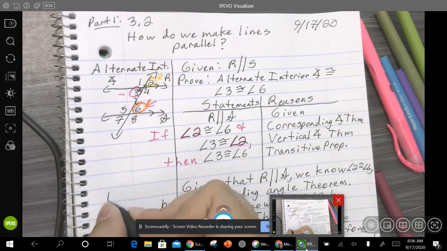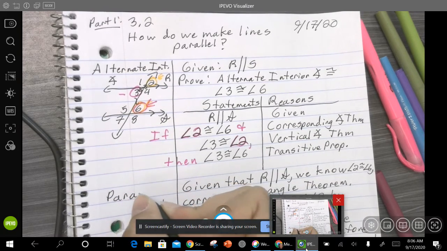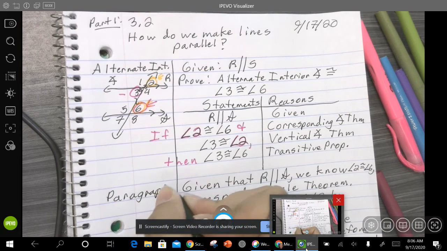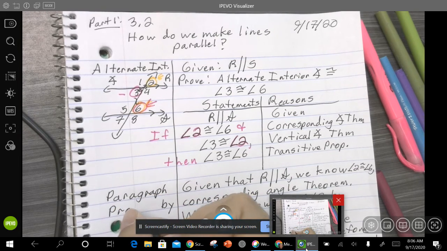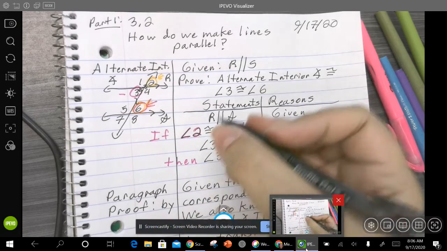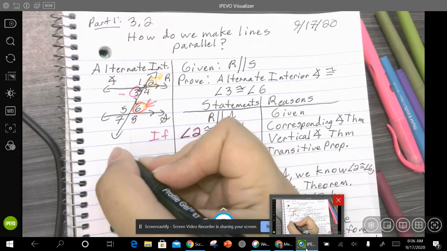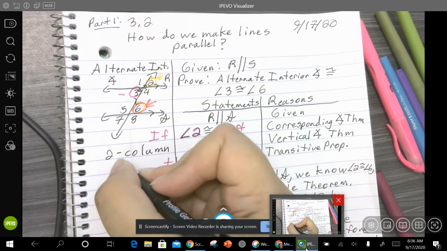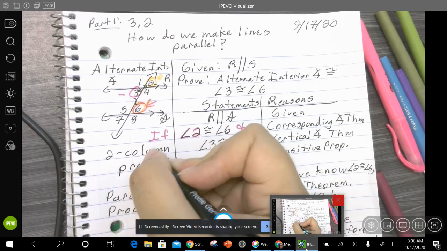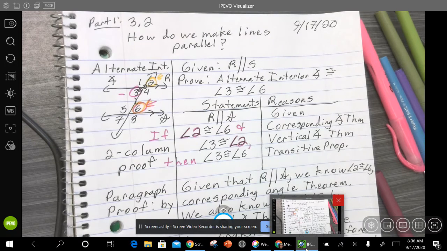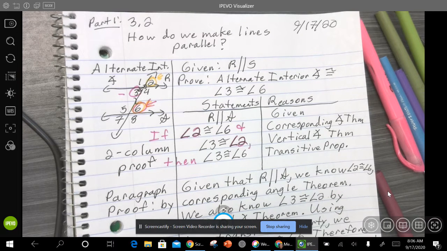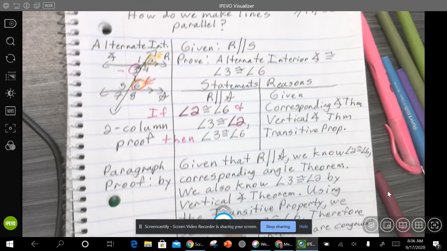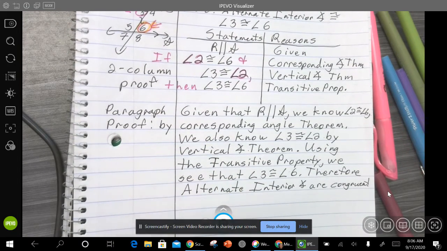Okay, so this is a paragraph. This is the 2 column. And then this is the alternate interior angle one. Okay, so sorry, I didn't quite show all that. Okay, make sure you have those examples.